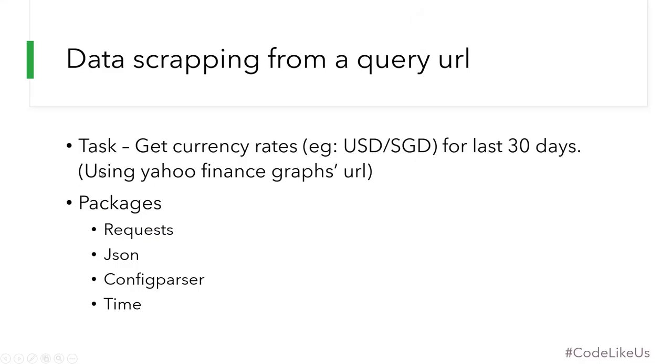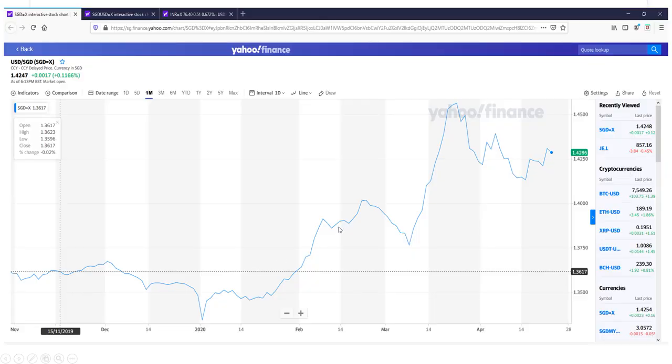So the task will be extracting currency rates for the last 30 days for the given currency pair. Let's say USD to SGD currency pair. So I will be using the Yahoo Finance currency rate graph. You can see it here.